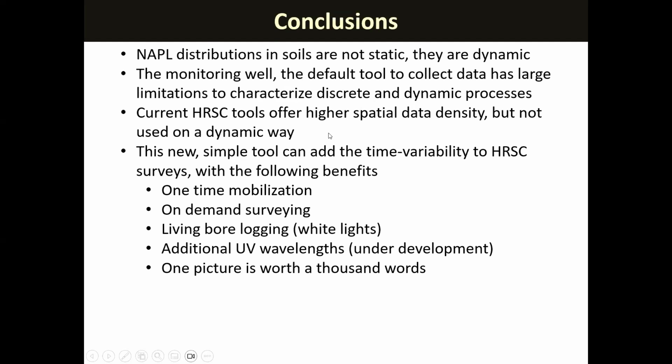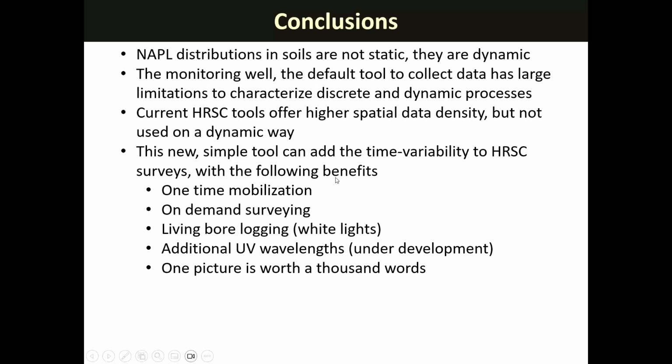The current HRSC tools have done a good job at providing higher data density in space, but they are rarely used repeatedly with time. And now we have this cool tool that can be deployed at will after the initial installation with a portable instrument. This tool has the ability to add time variability to HRSC surveys.